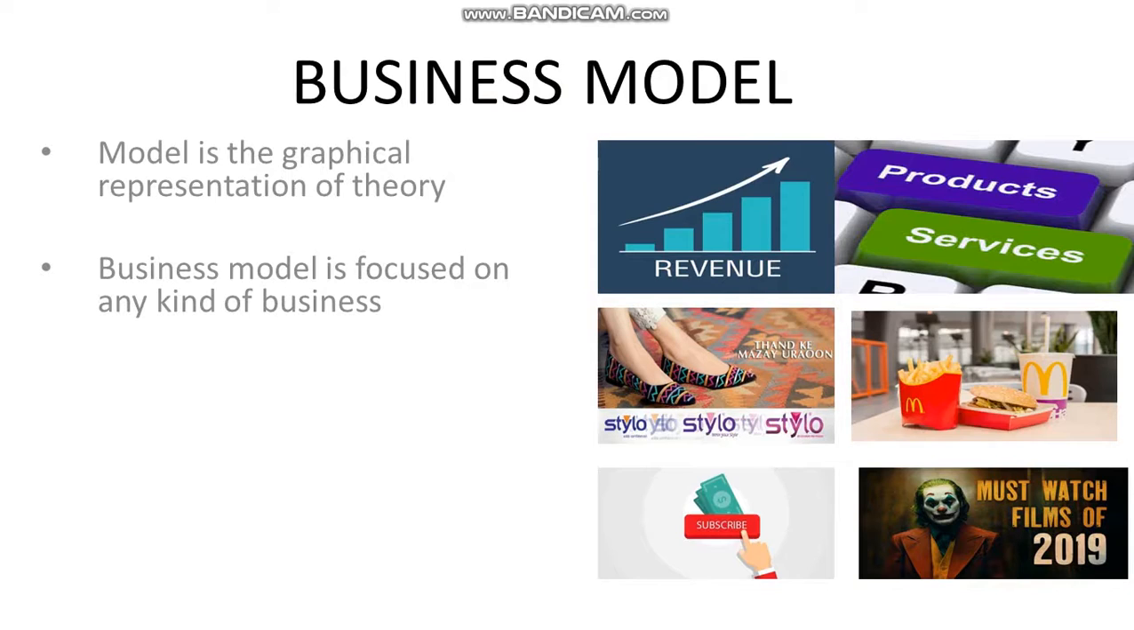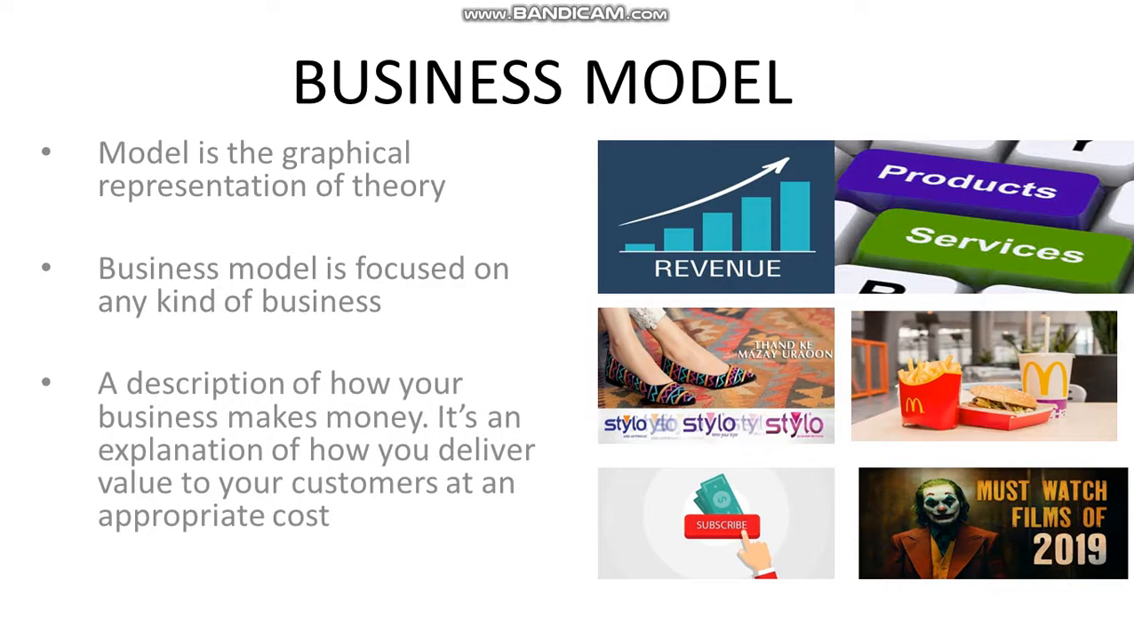Like on the right hand side of the slide, you can see that product and delivery of product and services is called the business. McDonald's is some sort of business. Stylo, which deals in women and children fashion designing, is a kind of business. So students, a description of how your business makes money.